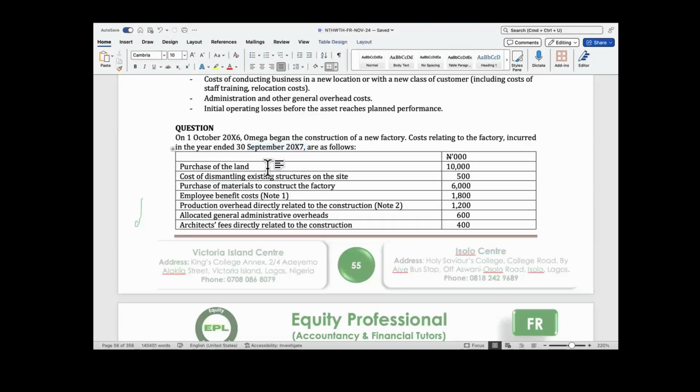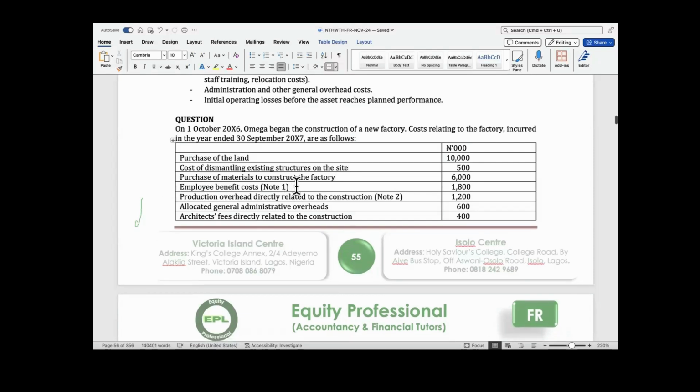So the cost of buying the land, are we expensing that or capitalizing it? Capitalize. That's correct. The cost of dismantling existing structures on the site? Capitalize. This one is related to site preparation. Purchase of materials to construct the factory? Capitalize, that's correct. Employee benefit costs.